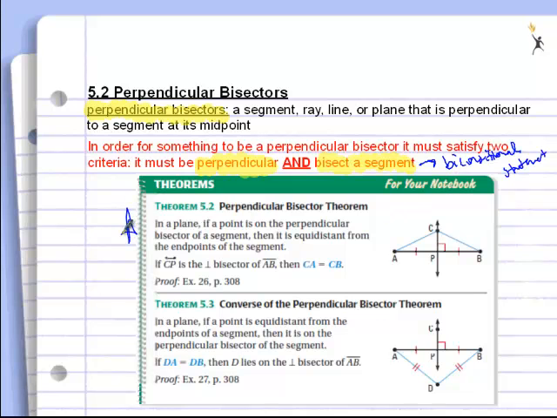The first thing that a perpendicular bisector does, in a plane: if a point is on a perpendicular bisector, then it is equidistant from the endpoints. Here we have perpendicular bisector CP. We can see that it is perpendicular and that it bisects. And because point C, right here, is on the perpendicular bisector, then C is the same distance from A and from B. So we could say that CA and CB are the same length.